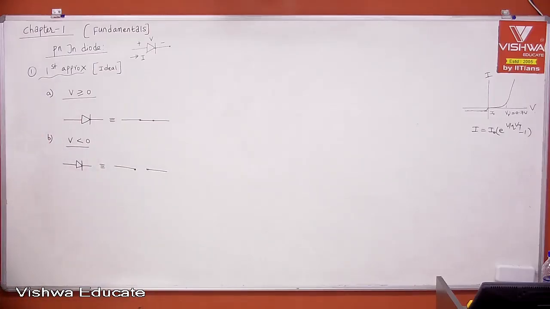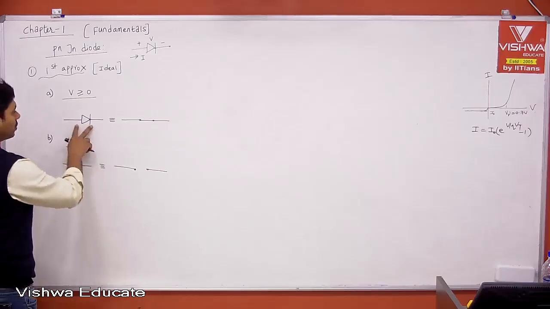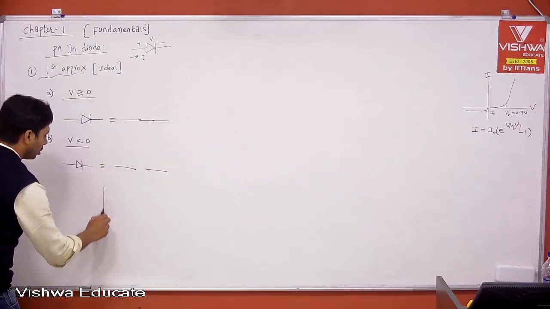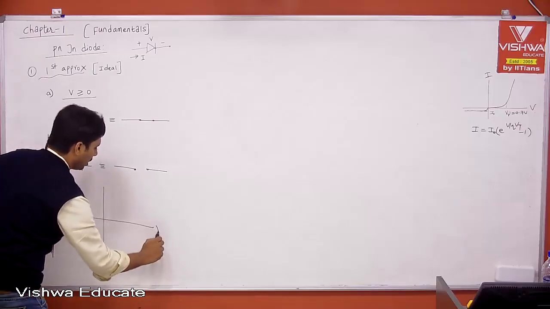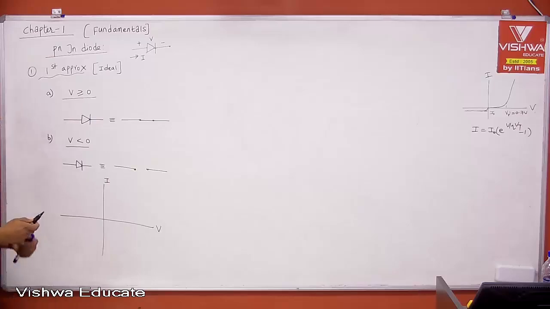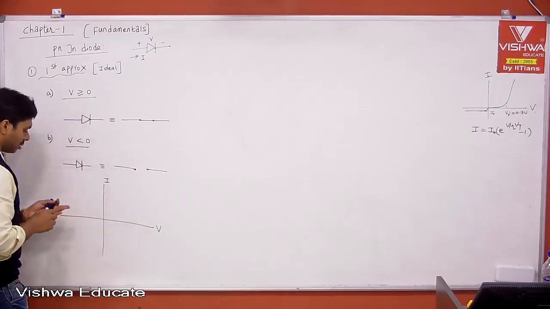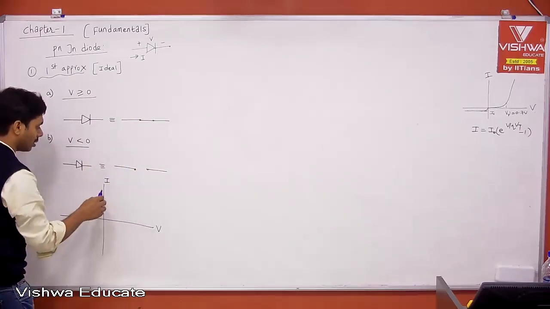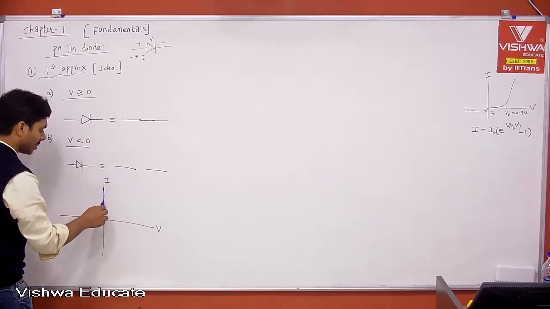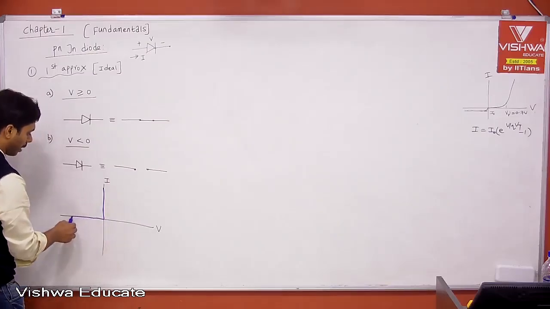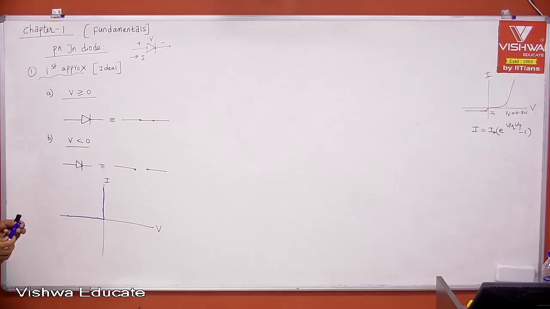Now, I think everybody will understand on switch short circuit, off switch open circuit. But if I try to plot the VI characteristics in first approximation or ideal model, what is that? If V is greater than or equal to 0, that is nothing but short circuit. Short circuit means what? Normally people represent the current like this. When V is less than 0, current is equal to 0.